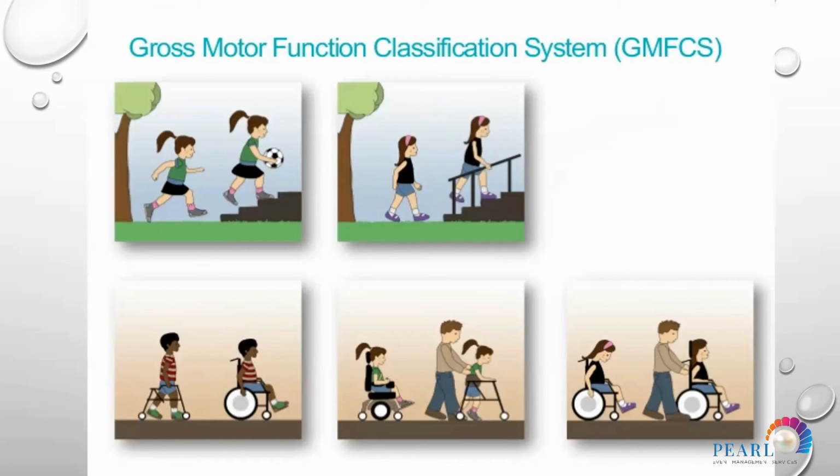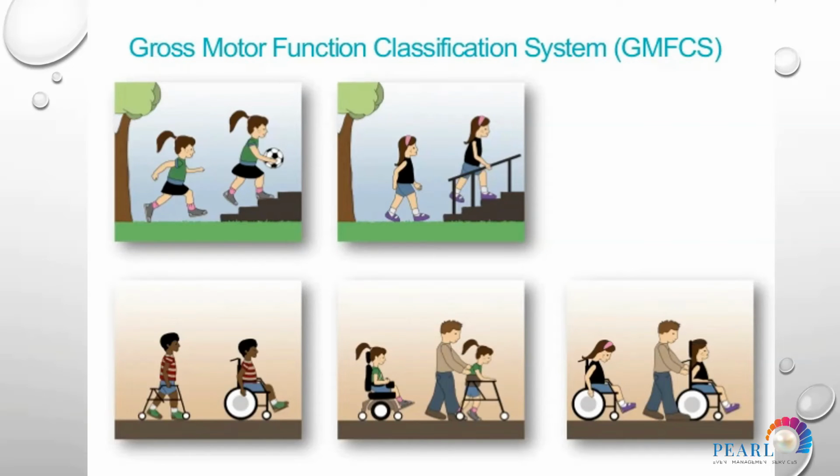Level 1 is the least disability. There is no limitation in walking. These children can walk normally, but probably they are slower than their peers. GMFCS level 2 is a mild limitation in mobility. They can walk unsupported on even surfaces, but on uneven surfaces, or when they are going up and down the stairs, they may need support.